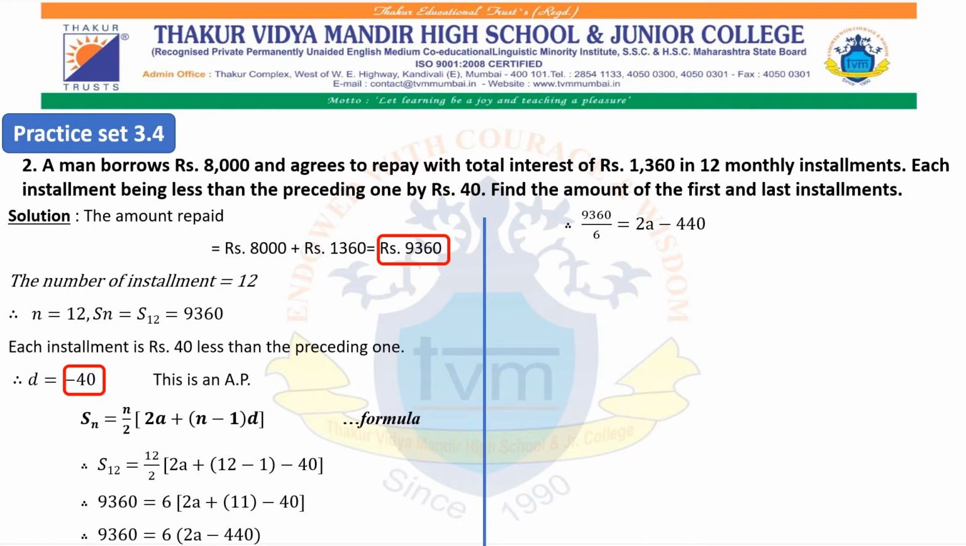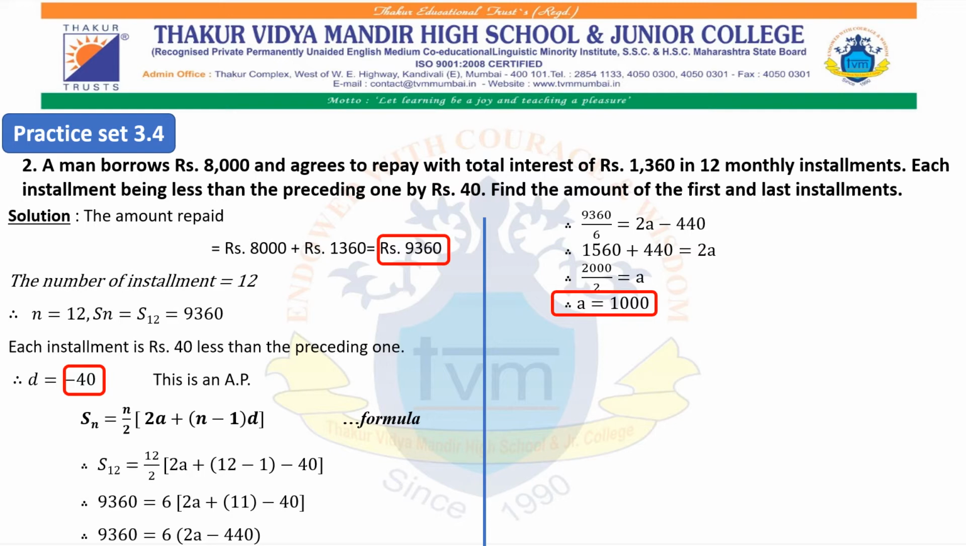6 will be shifted to the left hand side. It will be written as 9360 upon 6 equals 2a minus 440. After dividing we will get 1560 plus 440 equals 2a. That 440 we shifted to the left hand side. After adding we got 2000, and then 2 also we shifted to the left hand side. We got 2000 upon 2 equals a. Means the a value we got is 1000, which is the first installment.